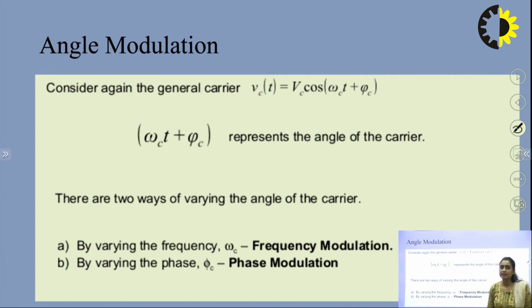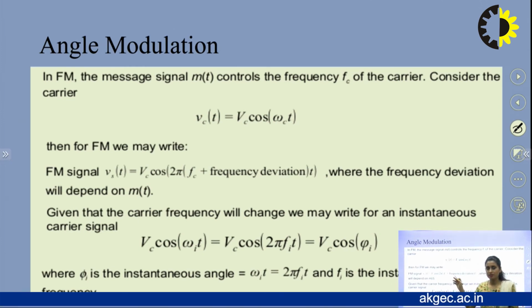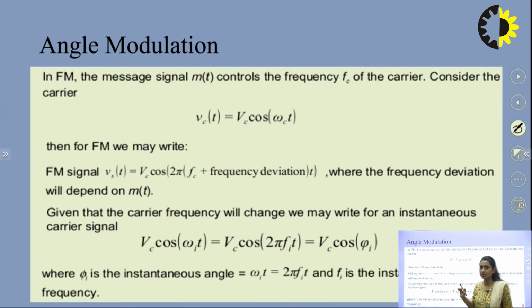Now considering the carrier wave, which could be CT, or you may represent it like VCT. I have VC, or instead of V you may write AC, cos omega CT plus phi C, where phi C represents the deviation in the phase. This complete term represents the angle of the carrier, as we have discussed. There are two ways of varying the angle of the carrier: by varying the frequency, or by varying the phase, right? Now let's talk specifically about frequency modulation. The waveform I have shown. Now let's see how I may represent the expression of an angle modulated or frequency modulated waveform.